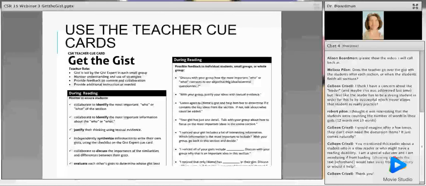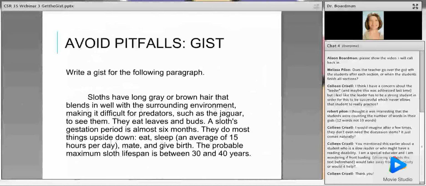There are teacher cue cards. So sometimes teachers find it difficult to provide support to students while they're working. And the during reading on the right-hand side of the teacher cue cards gives the teacher a few ideas for what he or she might say to students as they are fine-tuning their gist work. And here's a pitfall that I want you to be aware of.